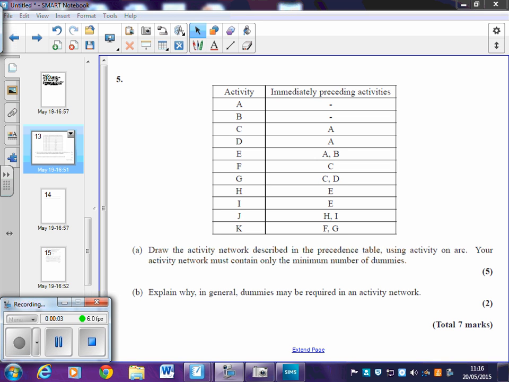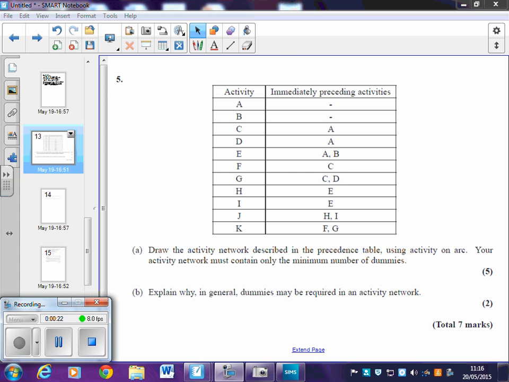Question 5, and it's the one everyone loves. It's drawing the activity networks. Just a reminder when you're doing this, sort of do a rough one in pencil first, and then do a nice neat one, because it's easy to make mistakes and have to rub them out. All right, so part A is drawing the activity network.